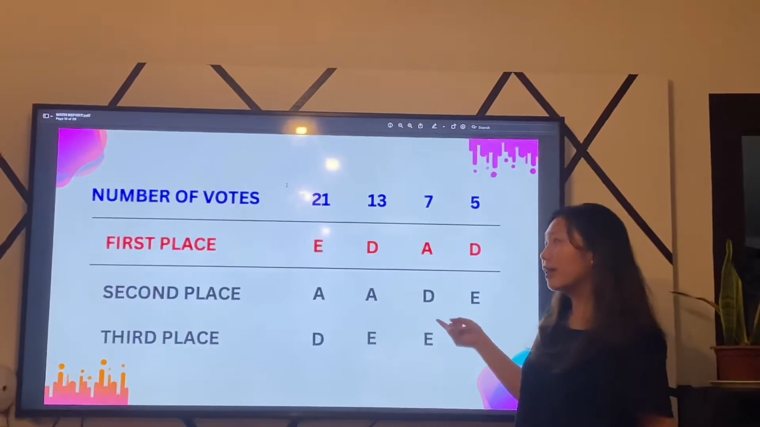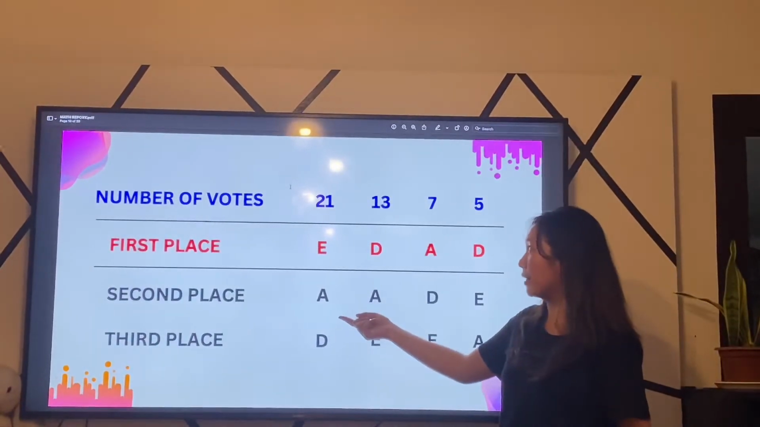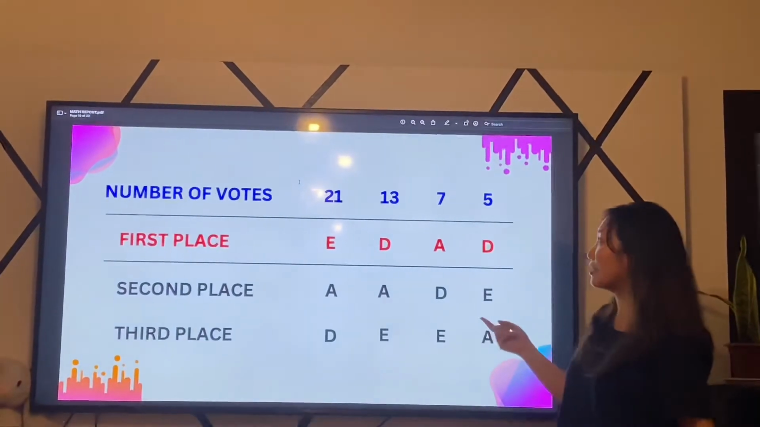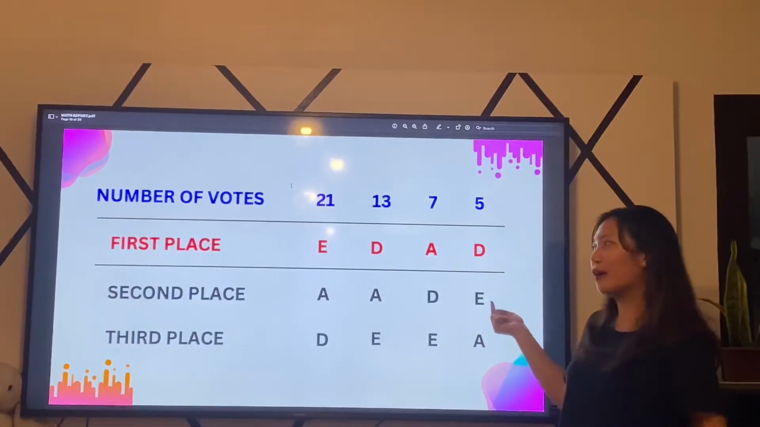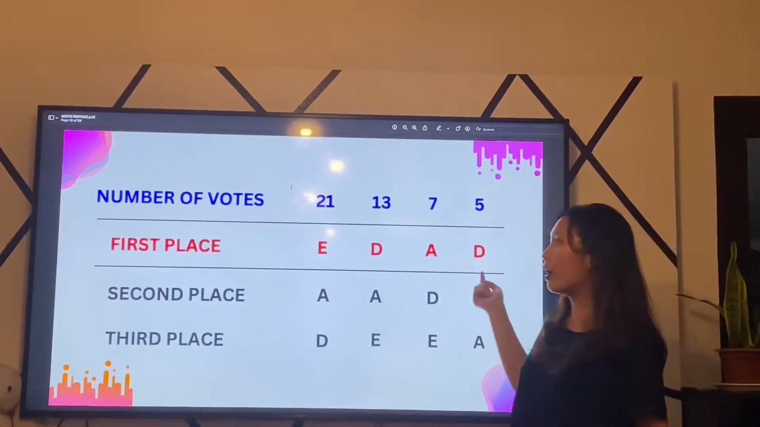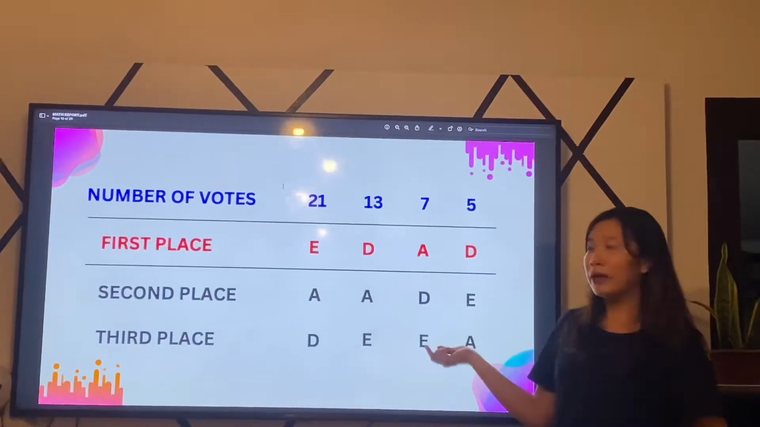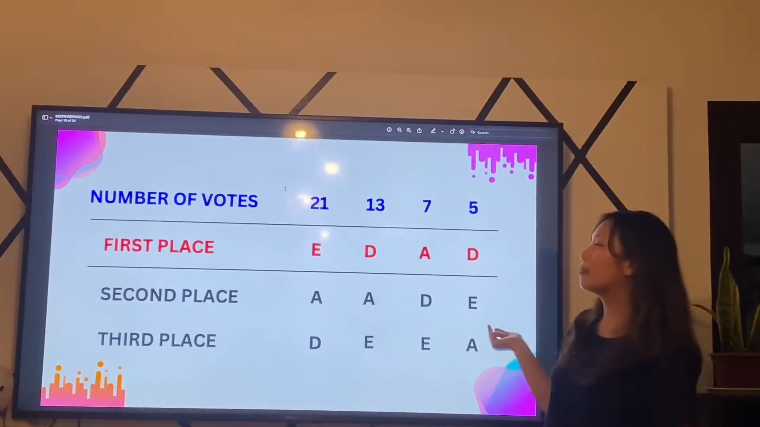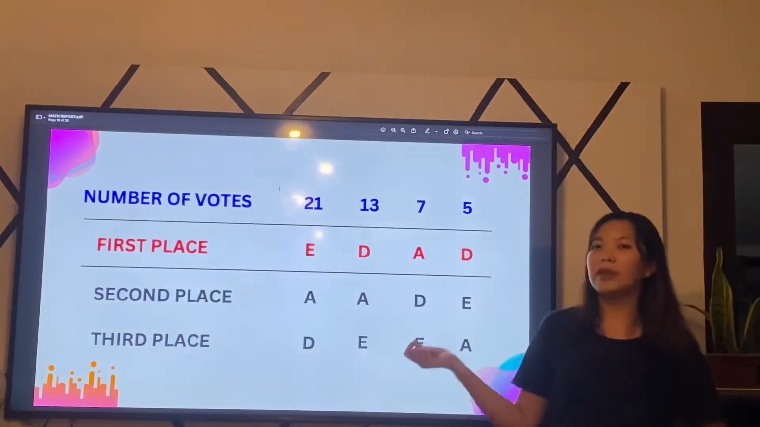For the second place, for the 21 votes, we have appetizer. For the 13 votes, we have appetizer again. For the 7 votes, we have dessert. And for the 5 votes, we have entree. For the first place, 21 votes go to entree, 13 votes go to dessert, 7 votes go to appetizer, and 5 votes go to dessert.